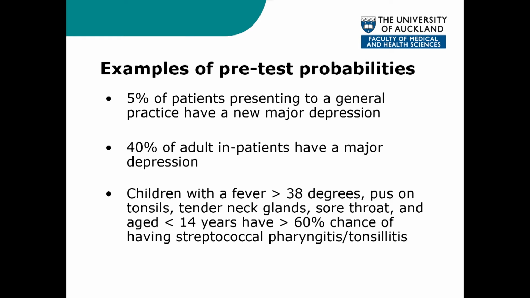So examples of pretest probabilities are 5% of patients presenting to a general practice have a new major depression. 40% of adult inpatients have a major depression, so that's something to think about when you're on the hospital wards. And then a child with a whole bunch of symptoms, 38-degree temperature, all the positive things, will have about a 60% chance of having a streptococcal tonsillitis if they're below 14 years of age. So age is quite important there. So they're examples of common pretest probabilities that we come across in clinical care.